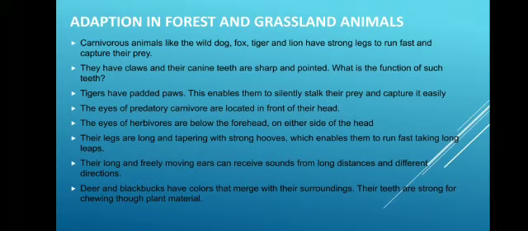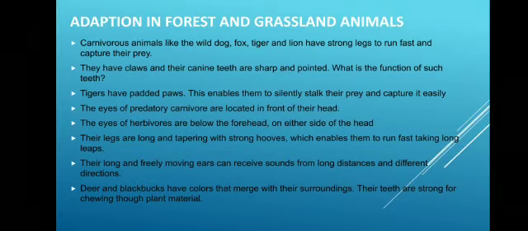The eyes of predatory carnivores are located in the front of their head. It helps them to spot their prey from a long distance. The eyes of the carnivores are located in the front of their head, so that they can easily see the prey from a long distance also. This is all about the carnivorous animals.